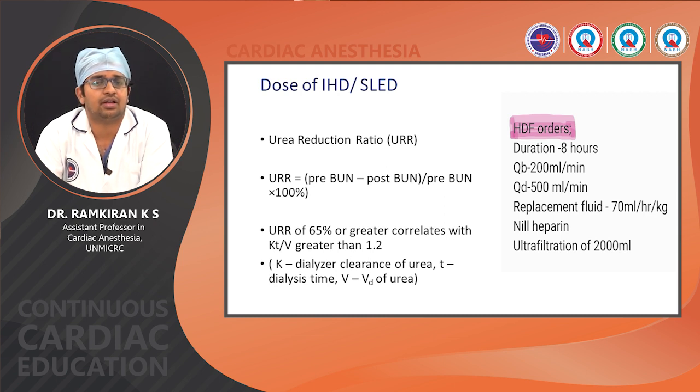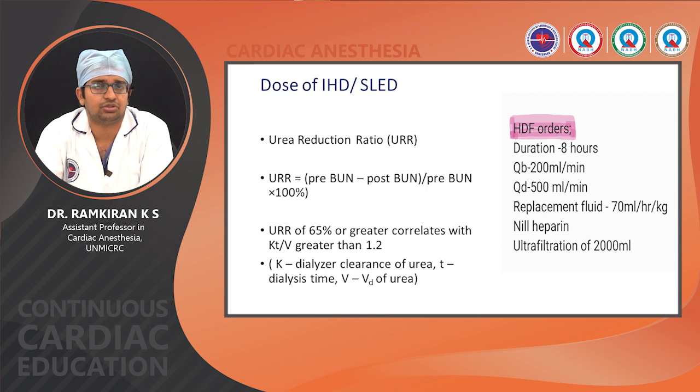But in ICU, usually the volume distribution of urea varies drastically. So we usually tend to keep the value, we target the value of urea of around 50 to 100. So whenever you are giving orders for intermittent hemodialysis or SLED or SLED-F, you can do it like this.